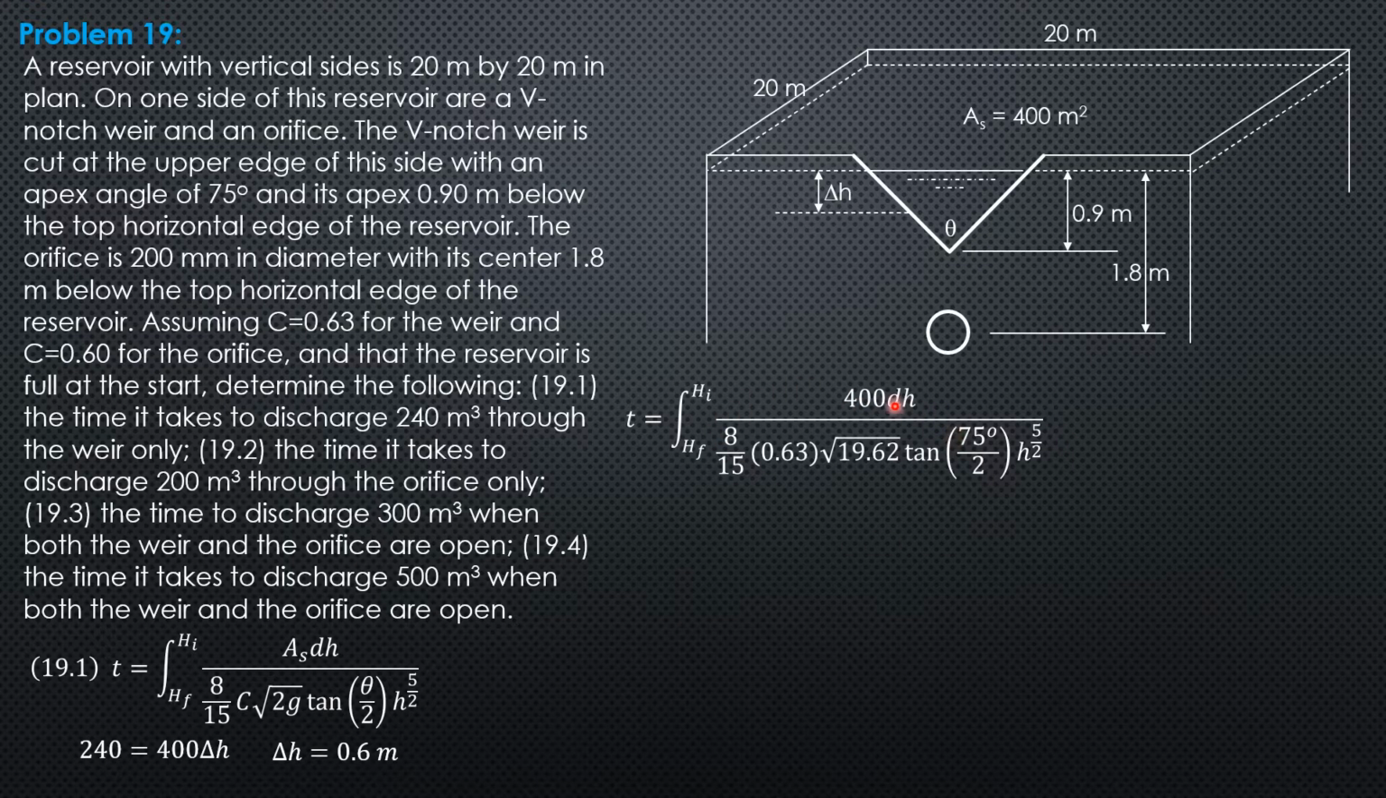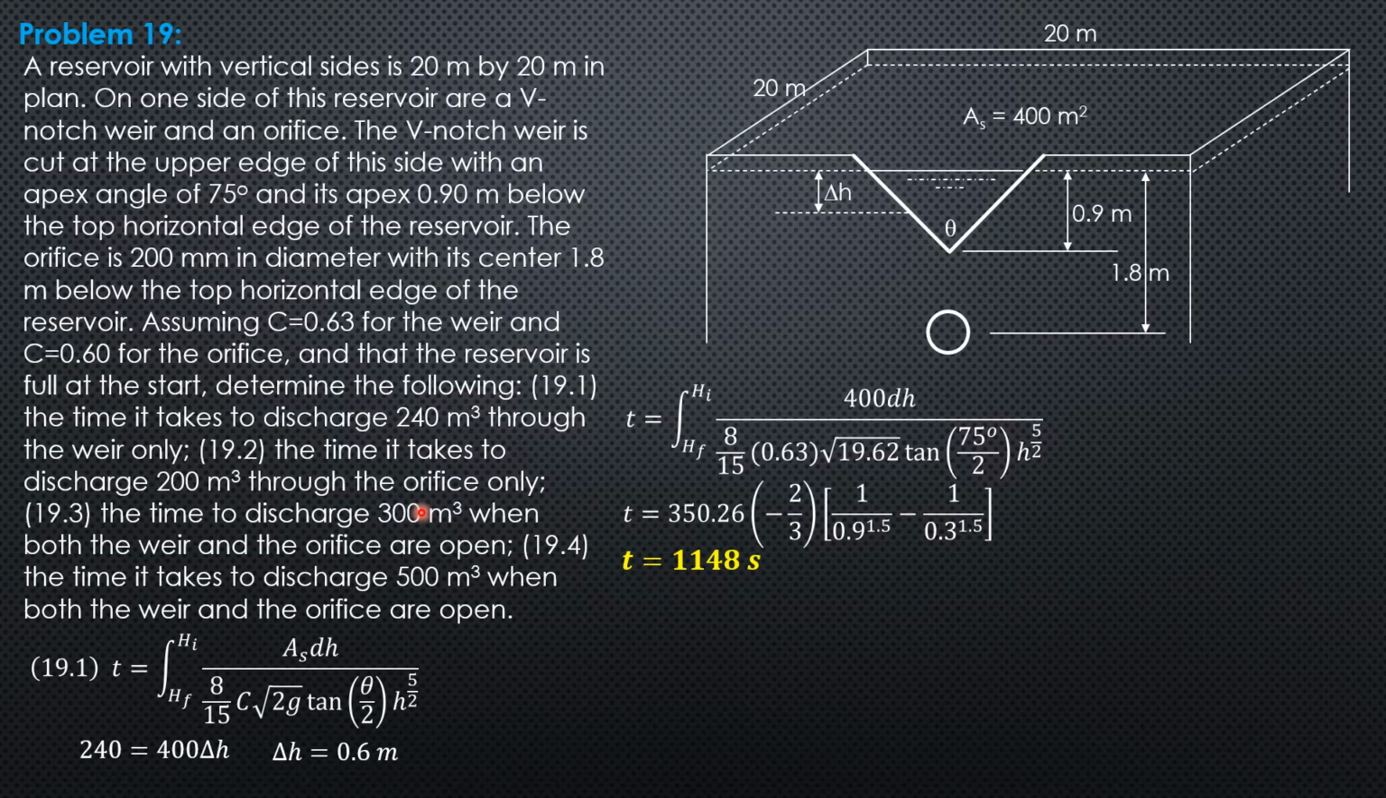So computing for the constants, and remember the integral of h to the negative 5 halves dH is negative 2/3 h to the negative 3 halves. So this is the constant 350.26, then the integral negative 2/3 h to the negative 3 halves. And by experience, it's the same as negative 2/3 1 over h to the 1.5. So 1 over initial head 0.9 to the 1.5 minus 1 over final head 0.3 to the 1.5. Or you may recall the preceding examples, example 18, and any other example involving V-notch weir. So time is 1148 seconds.